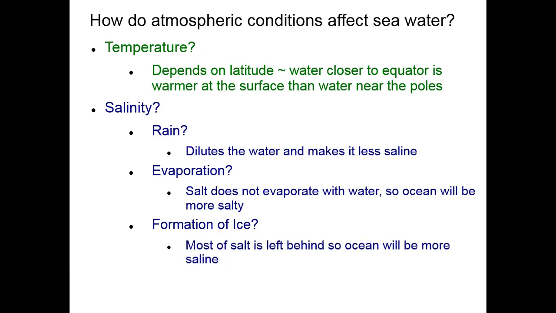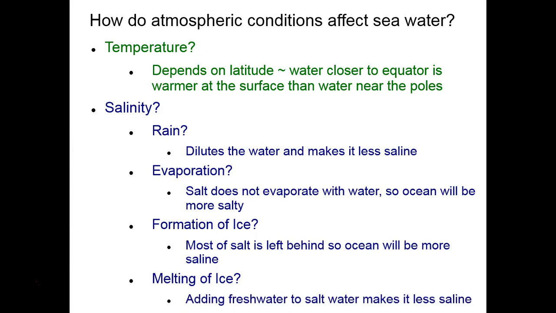If ice forms, then this is basically going to be very similar to the process of evaporation. When ice forms, the salt is left behind. So again, it gets more concentrated and the salinity is higher. Melting of ice is the opposite. It's just like rain, right? So you're adding fresh water back into the water, and therefore you have a decrease in the salinity and therefore a decrease in the density.